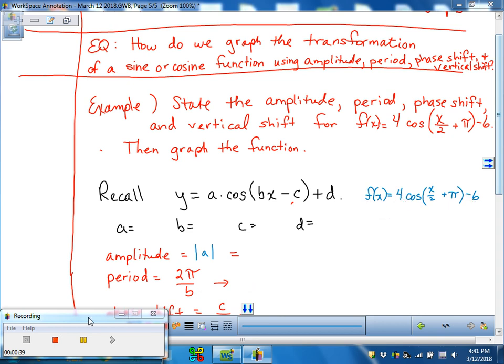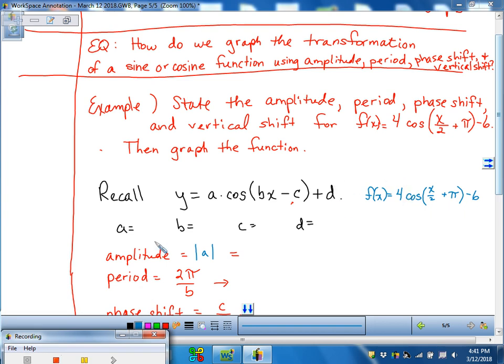What are our a, b, c, and d from our original equation? So our a value is the number that's in the front, our coefficient. So our a is 4. Our b is the number that's being multiplied by the x. So our b is 1/2. C is the number that's being subtracted from the x term inside the parentheses. The formula says minus c, so I want to do the opposite of pi, so c is going to be negative pi. And then d is the number being added or subtracted at the end, so our d number is negative 6.